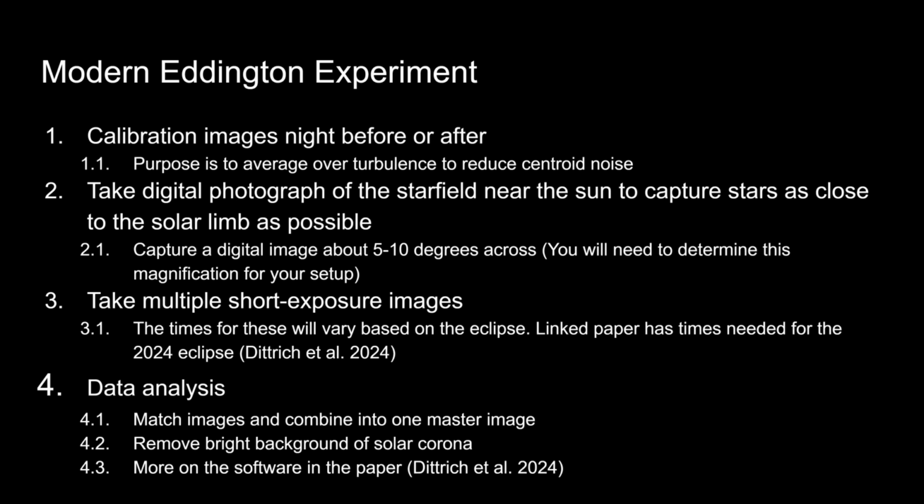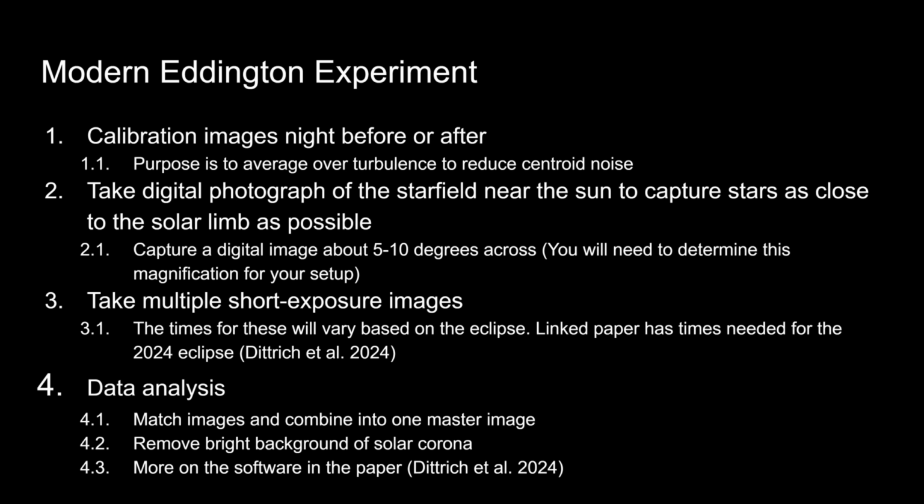Today, you can actually do this experiment as well, but the process to do this and do the data analysis is very complicated. So what you need is calibration images from the night before or the night after the eclipse. The purpose of this is to calibrate for turbulence and reduce the centroid noise. This is done because the atmosphere moves around and will cause effects with the images, so you could get images that are blurry just from the atmosphere itself, and that's why space telescopes are always preferred.